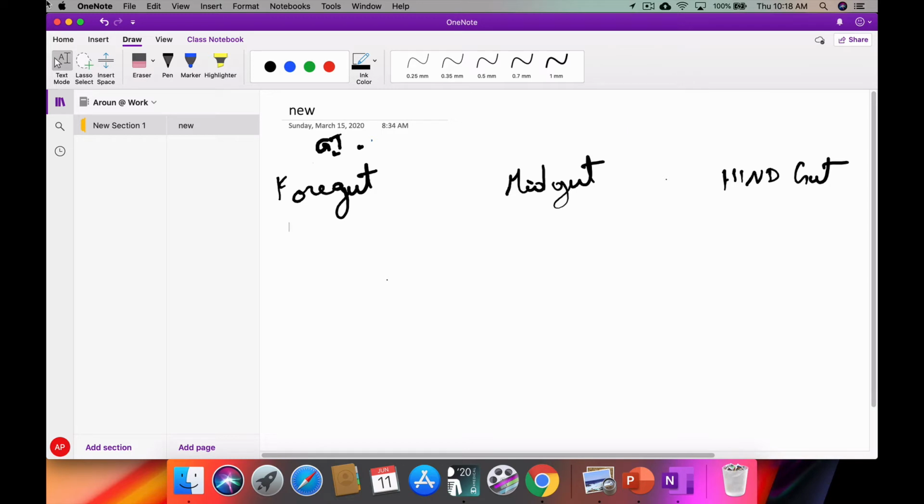Handwriting is slow, so it's better I type and show you. The foregut starts from the mouth and ends in the second part of the duodenum. Likewise, the midgut starts in the third part of the duodenum and ends in the medial two-thirds of the transverse colon.